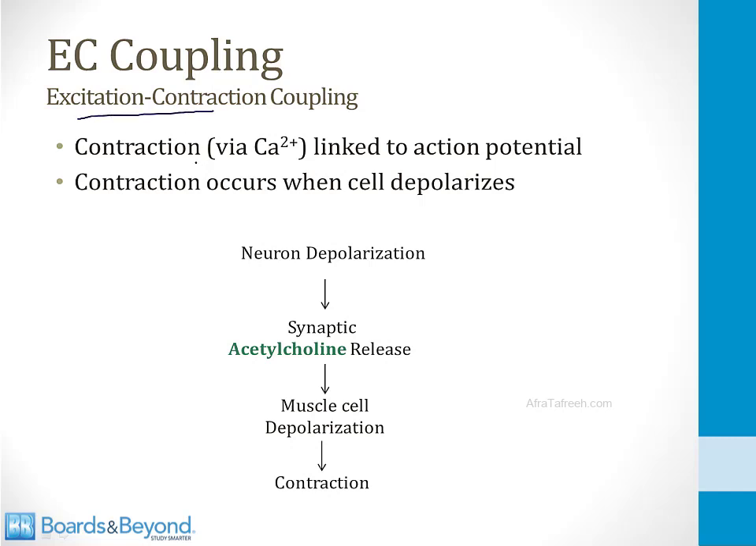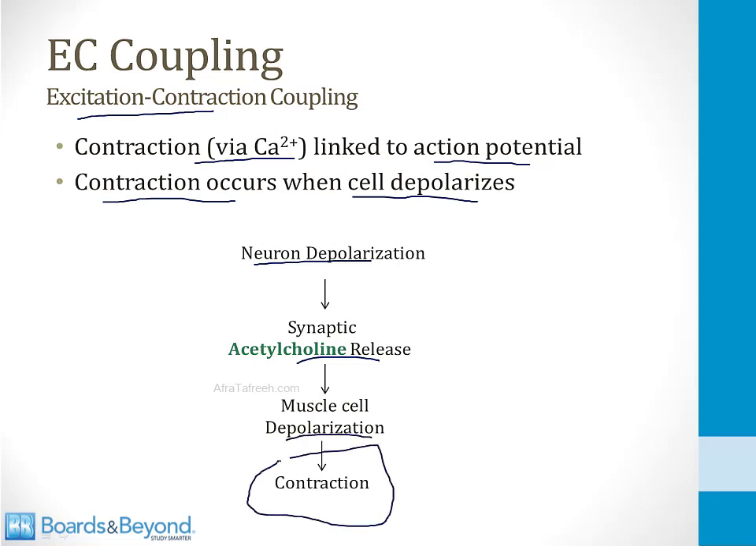In other words, contraction of the muscle via calcium is linked to the action potential, and contraction only occurs when the cell depolarizes and the membrane voltage changes. And the way this works is shown on the flow chart on the screen. So a neuron depolarizes that innervates a muscle cell. The neuron releases acetylcholine into the synapse. There are acetylcholine receptors on the muscle cells, and they cause the muscle to depolarize, and that leads to contraction.